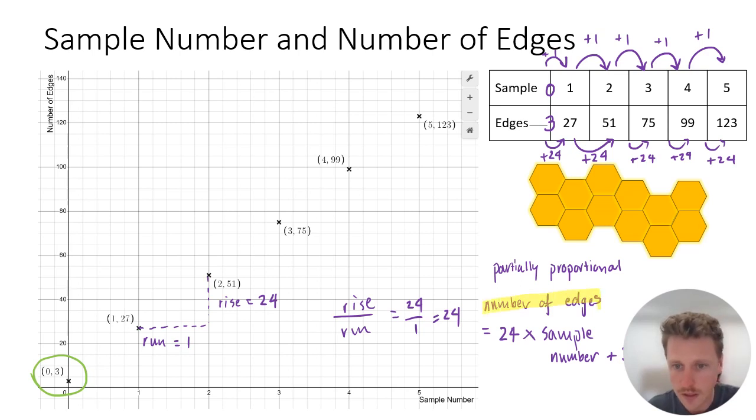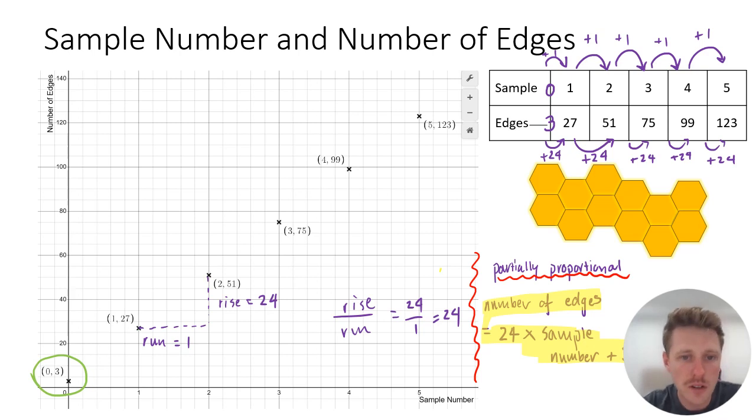So let's highlight that. The number of edges is equal to 24 times the sample number plus 3. It's a bit odd that I've written it sort of down the page, but hopefully you get the idea. And let me just separate some information here. Okay, so that's partially proportional.